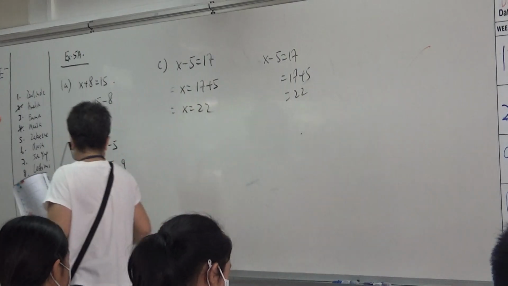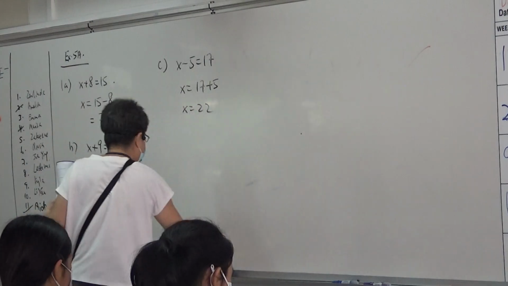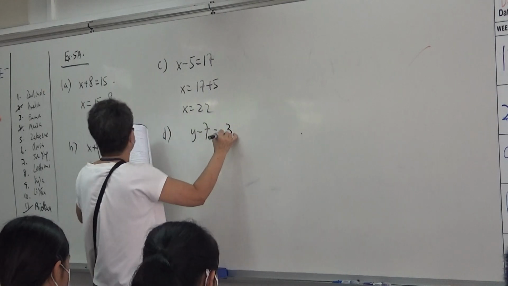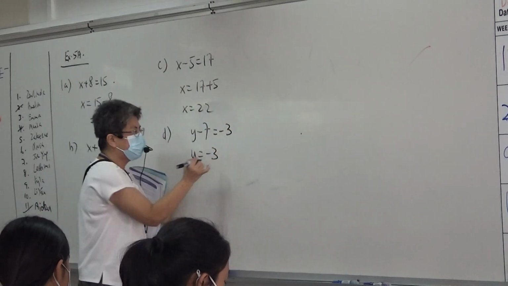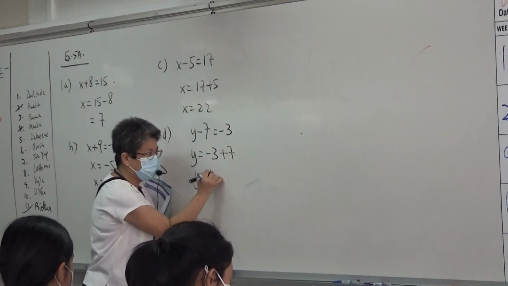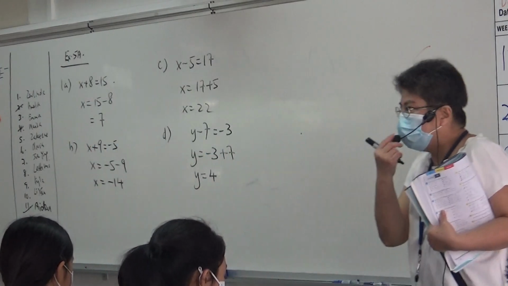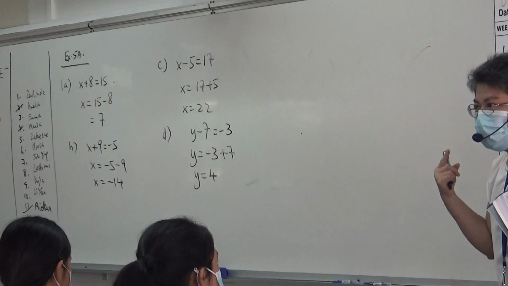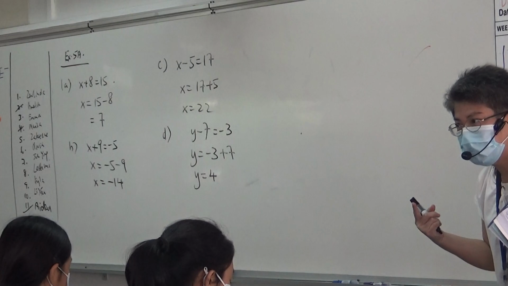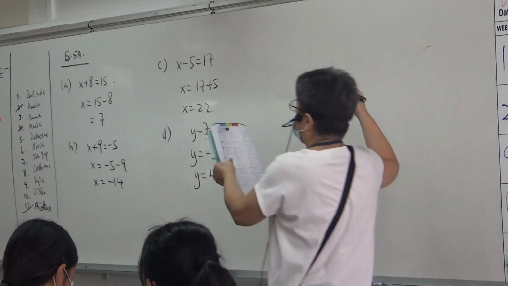Okay? Alright. Next question. Part D. I have y minus 7 equals negative 3. y equals negative 3 what? Plus 7. So y will be equal to 4. Agree? Now you have to do this, because at higher level there are a lot of equations, and not just one equation, it can be 3, 4, 5 equations together. So you must do it properly. You understand? Alright? Okay.